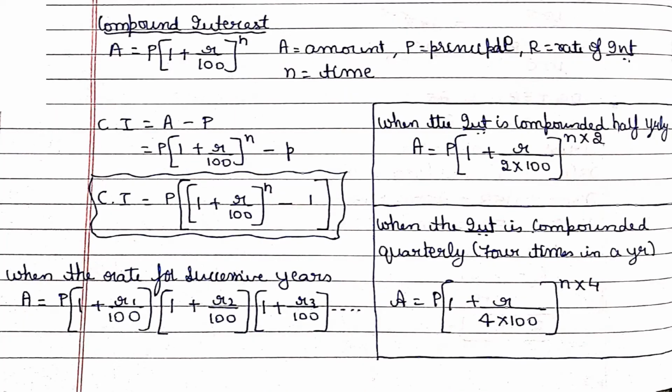Compound interest can be calculated yearly, half yearly, quarterly or monthly. It is the interest calculated on the principal amount and on the accumulated interest of the previous period. This is called compound interest. It is also called interest on interest. To calculate compound interest you require different formulas.